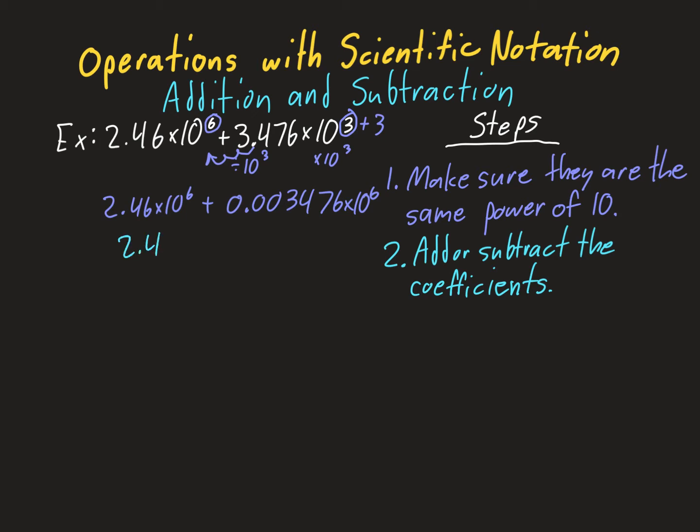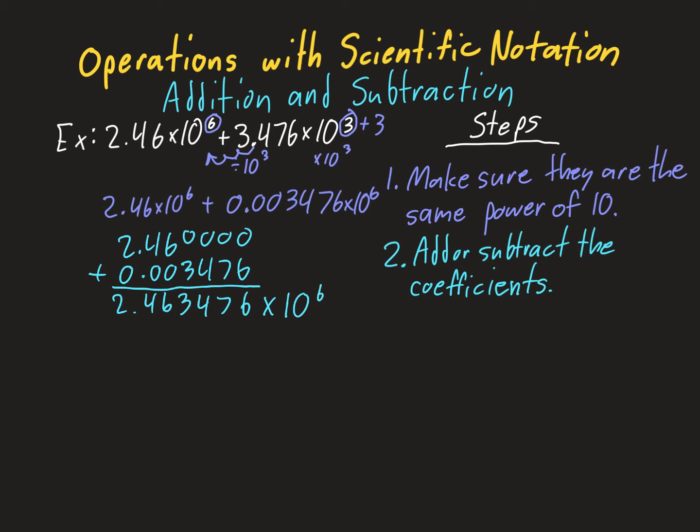So let's do 2.46 plus 0.003476. Now in this case, we get 2.4634. We're going to leave our exponent the same, so it's times 10 to the 6th.